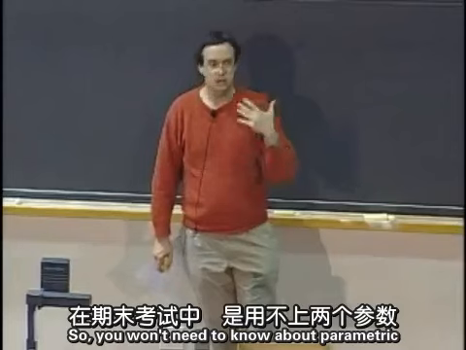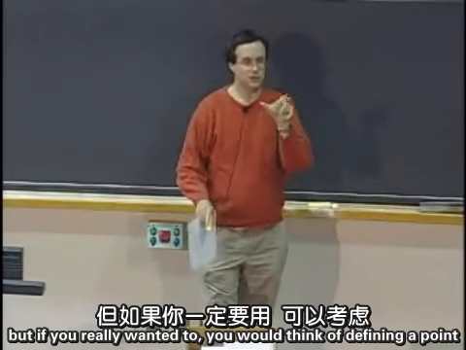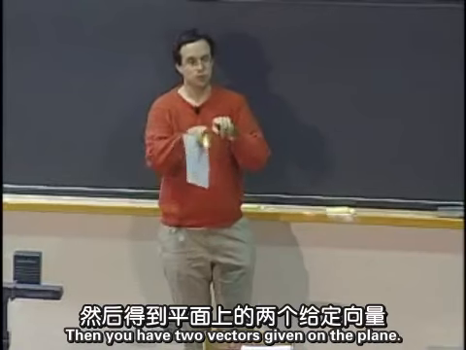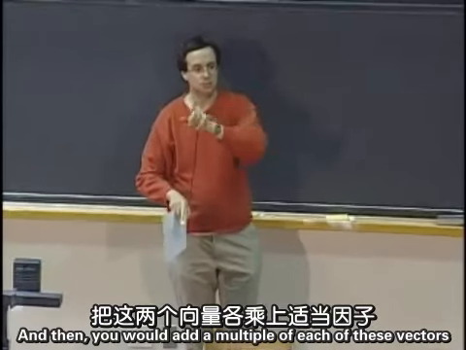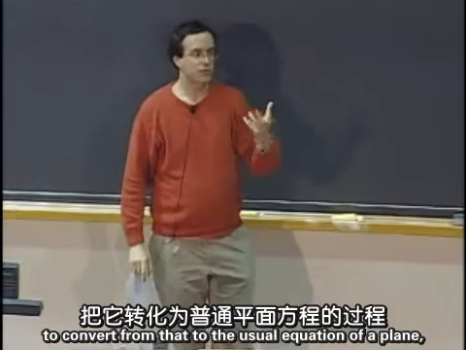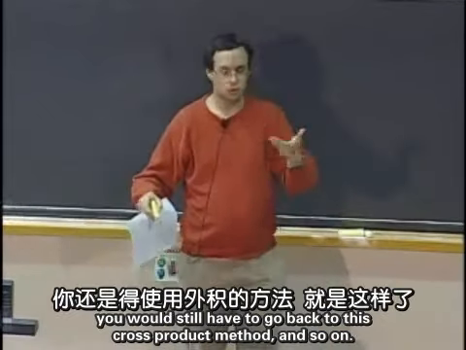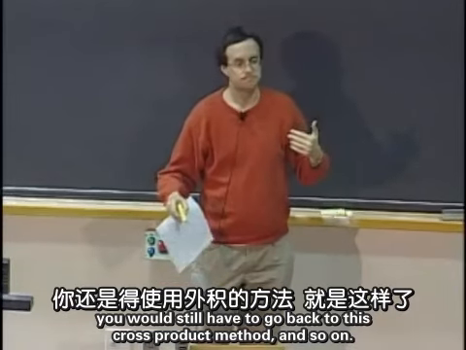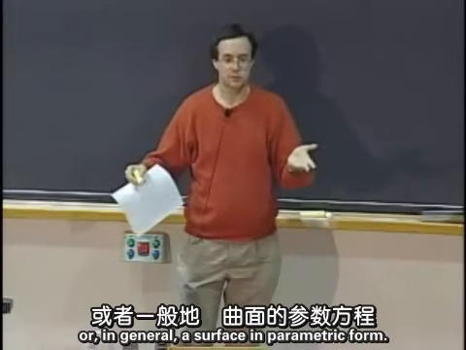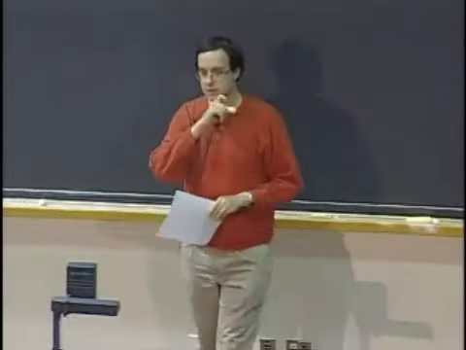So you won't need to know about parametric descriptions of planes on the final, but if you really wanted to, you would think of defining a point on a plane as starting from some given point, and then you have two vectors given on the plane, and then you would add a multiple of each of these vectors to your starting point. But see, the difficulty is to convert from that to the usual equation of a plane. You'd still have to go back to this cross product method and so on. So it is possible to represent a plane or in general a surface in parametric form, but very often that's not so useful.